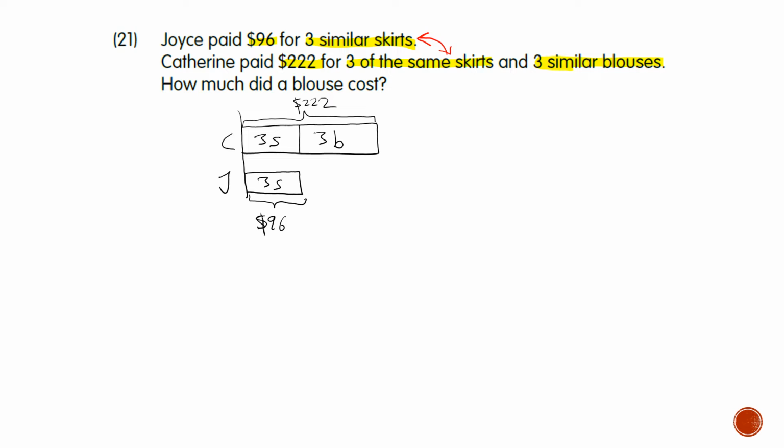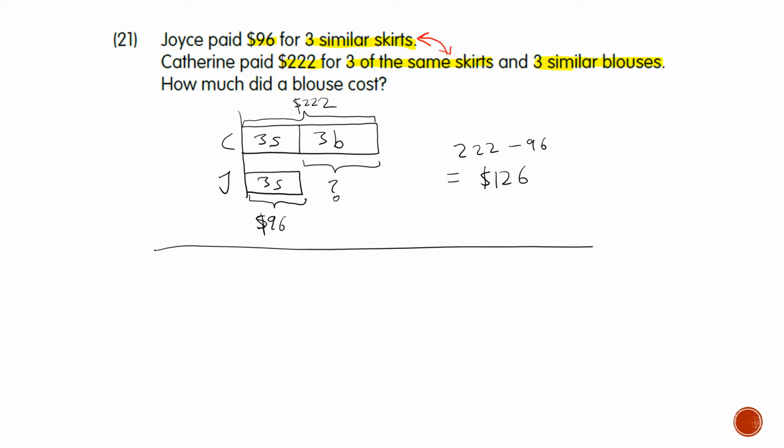Okay, so you got to find this one first. This is the first part. Okay, so for this one, I'll take just 222 minus 96, and when you work it out, you get $126. You have to work it out yourself. Okay, so this is the first part. Now, how much did the blouse cost? Okay, so 3 blouses cost $126.